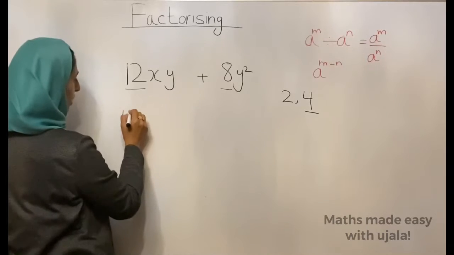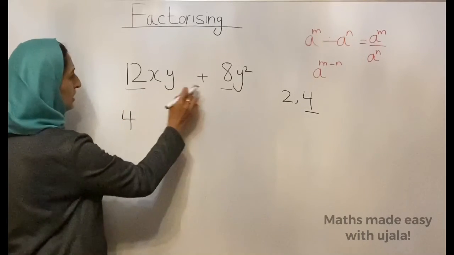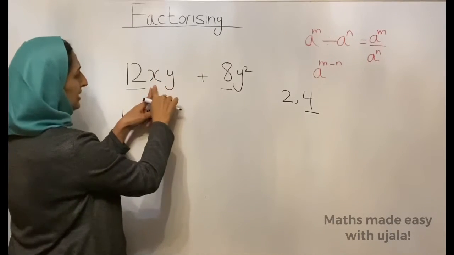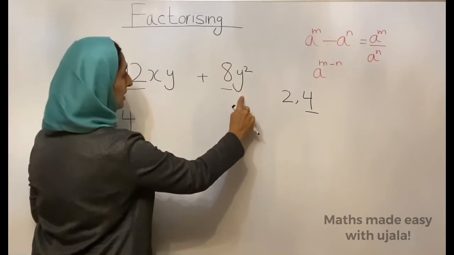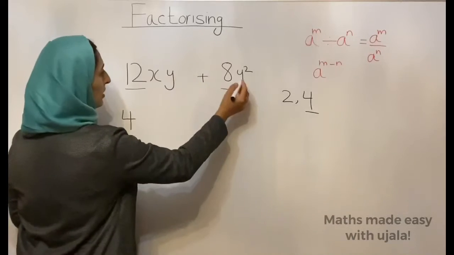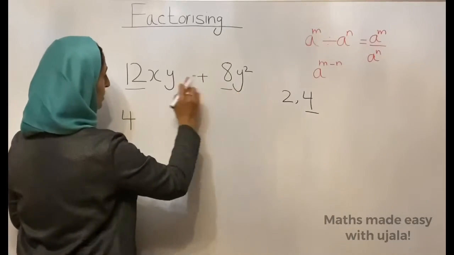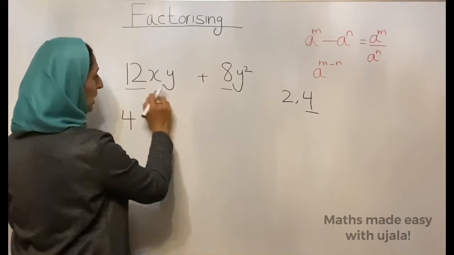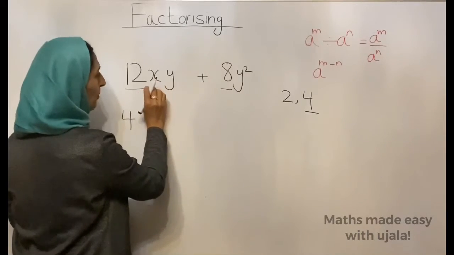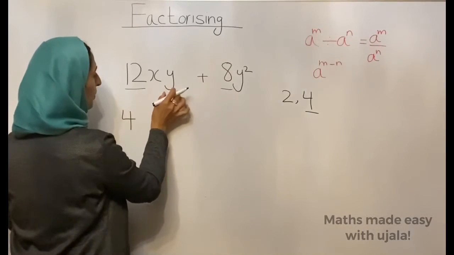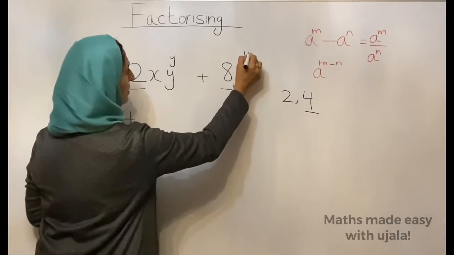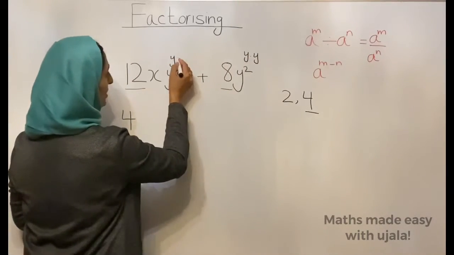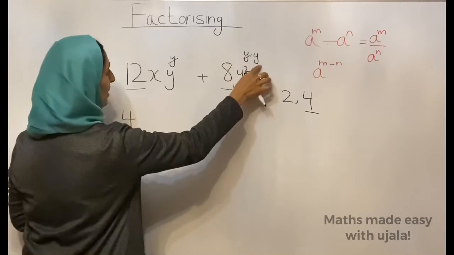I'm going to write 4 outside. These two are done. The next is x. So I've got one x in here, but there's no x in the next term. So it's not common, and I'm not taking it outside because it has no common x in the other term. I'm going for y. There's one y, and y square means there are 2 y's. If I cancel one y with one y, 1 left.